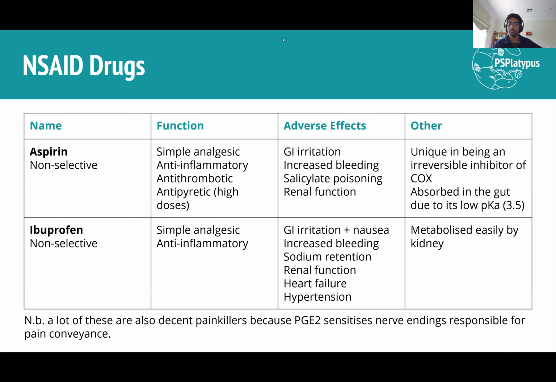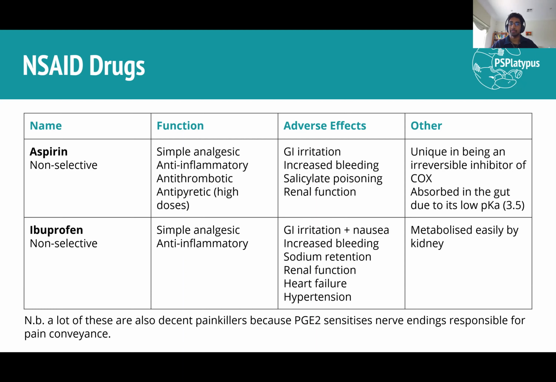Okay, so we have a few drugs that we look at for NSAIDs. So you might have heard of aspirin, which is actually an interesting one because it's often used for completely unrelated disorders. Particularly, we use it as a sort of mild blood thinner, as an antithrombotic. We use it to prevent cardiac events, basically. But it is also an anti-inflammatory drug, as well as being a simple analgesic.